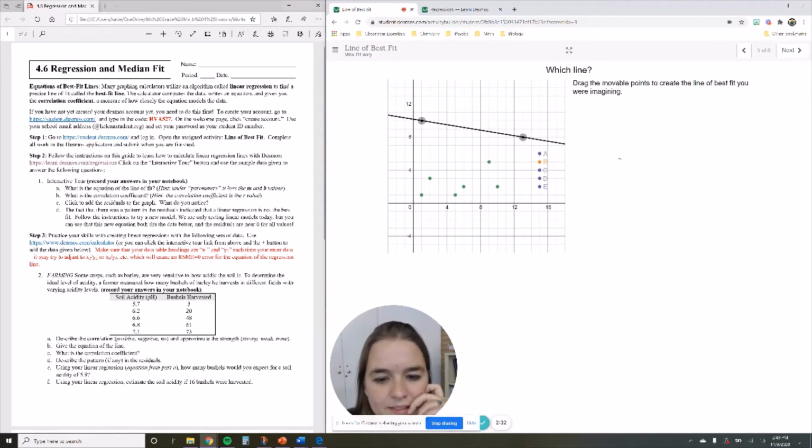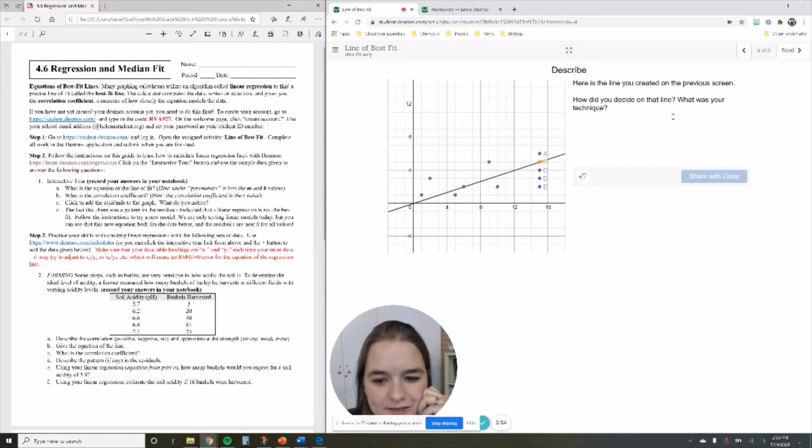Well then, now which line? Drag the movable points to create the line of best fit you were imagining. So the imaginary line that I drew in my head went through B, so I'm going to drag one dot onto B, and it went through the y-intercept. Looked something like this. I think that's all I do on this page. Then I click Next.